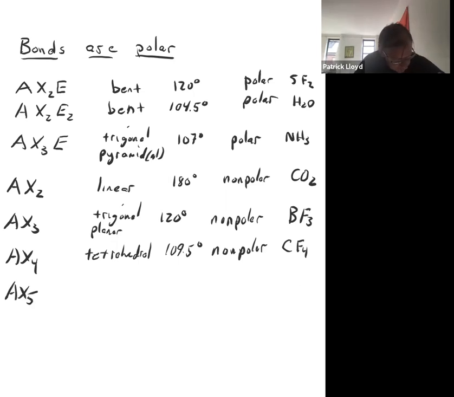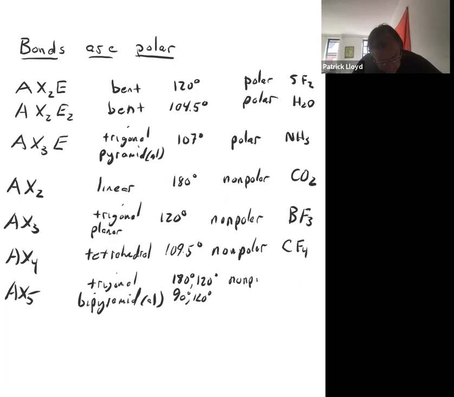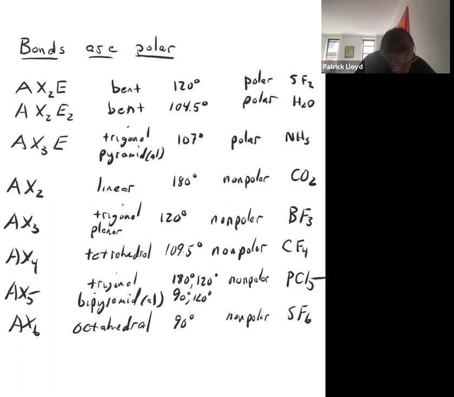AX5, trigonal bipyramid, remember this had two angles, 180 and 120, or 90 and 120, depending on which textbook you're looking at. This one's nonpolar. PCl5. AX6, this one was octahedral. This was 90 degrees, nonpolar. SF6.